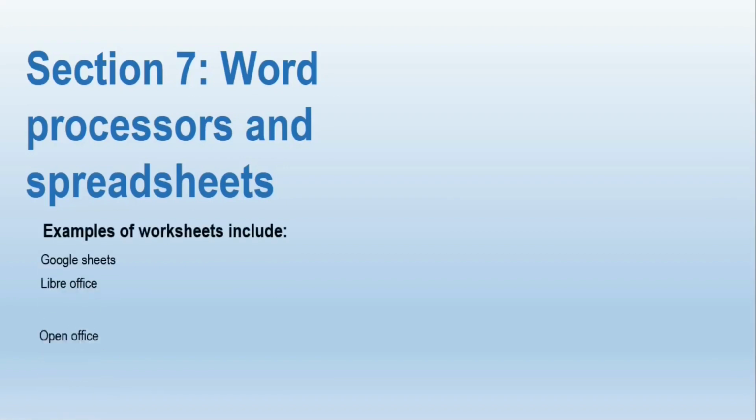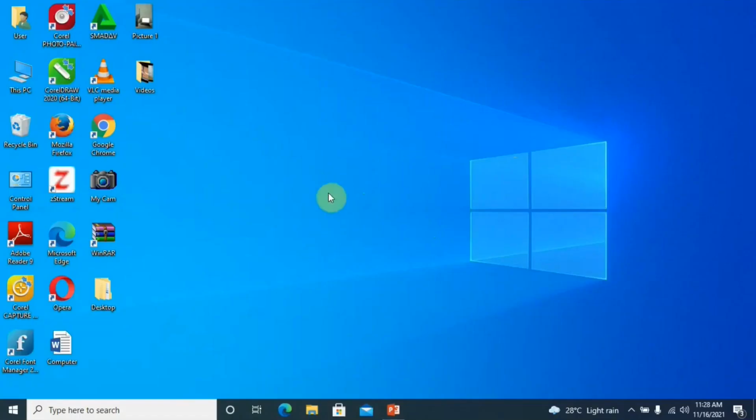There is a lot of spreadsheet software, just like there is word processor software like Microsoft Word. Some of the examples we have are Google Sheets, LibreOffice, OpenOffice, Microsoft Excel. The software program we will use for this demonstration is Microsoft Excel. Just like Microsoft Word, Microsoft Excel also comes with many Windows computers.